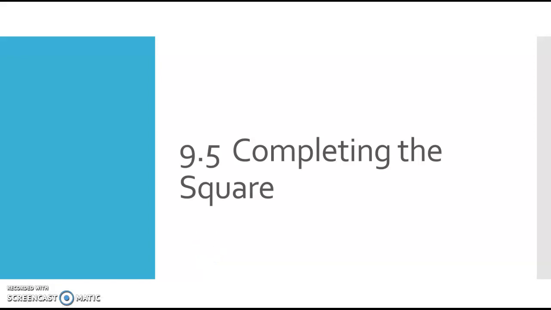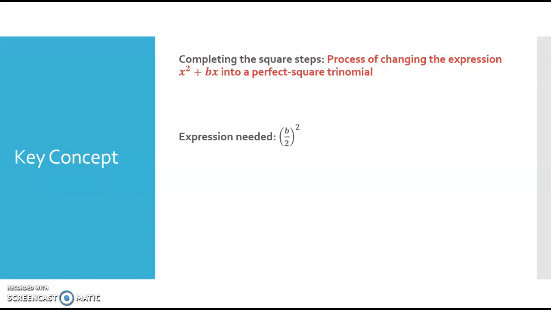So we're continuing solving our quadratic equations. The way we're going to do it this time, the method is called completing the square. Our objective is to make our equation into a perfect square trinomial. So we'll get into how this works. It's the process of changing the expression x squared plus bx into a perfect square trinomial. And the expression that we need is b divided by 2 quantity squared.